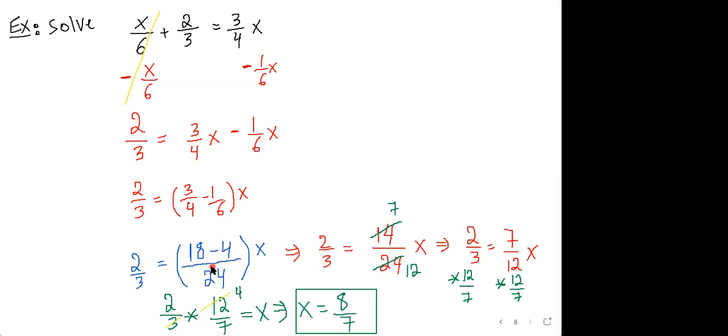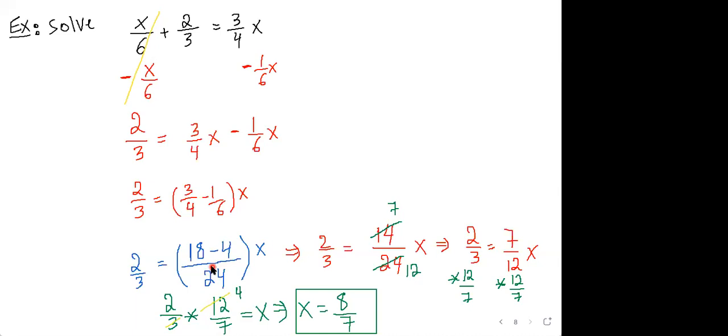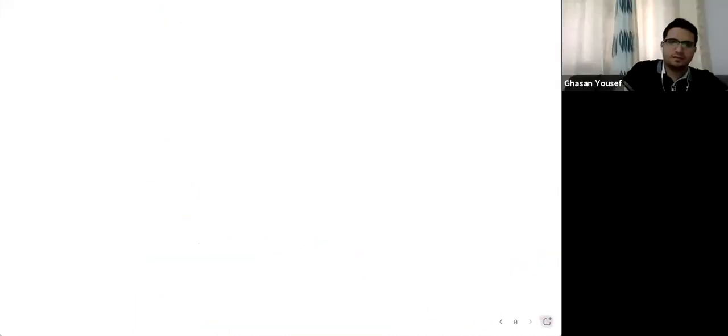I think we are more comfortable with finding the least common multiple, and this is a totally new way. I think that's why we are confused a little bit. Okay, let's solve it in a different way, by multiplying by the least common multiple.